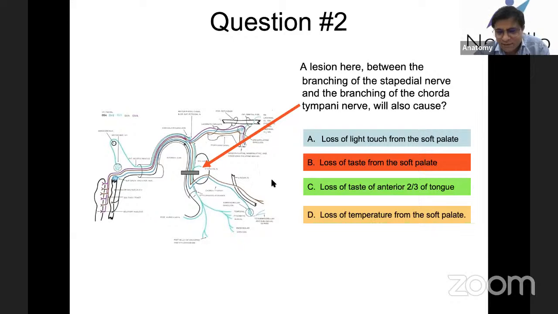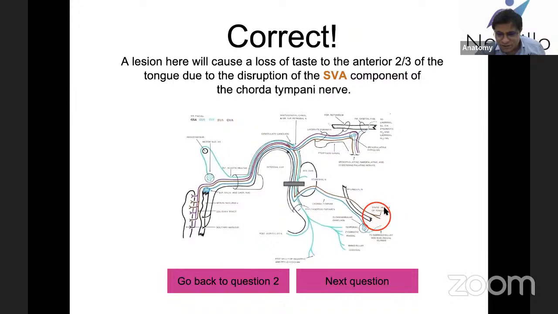So that is intact. Loss of taste of the anterior two-thirds of the tongue, that was being brought in through the chorda tympani. Then loss of temperature from the soft palate? Again, everything from the soft palate and hard palate was being brought by the greater superficial petrosal nerve. So what will not be traveling is the taste from the anterior two-thirds of the tongue. Got it now? So this is the area from which you will not receive impulses through this point.